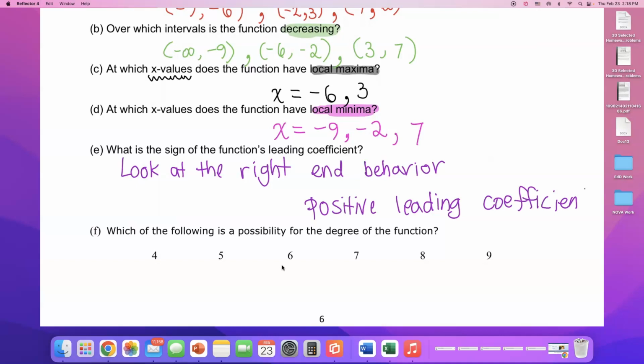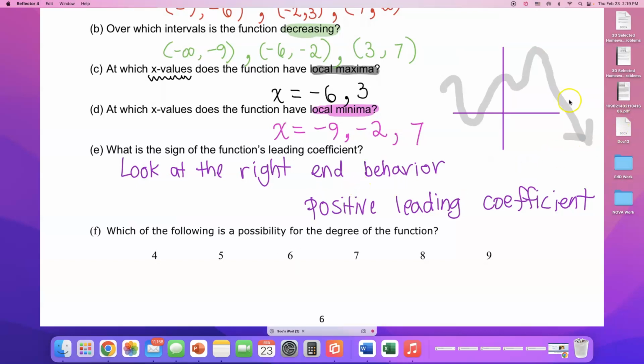If the graph is going down to the right end, for example, if I make up a function, let me just draw something. Let's say you have a graph that goes down like that. That graph will have a negative leading coefficient because the graph is going down to the right. So remember that. That's the only thing you need to look at when you're trying to figure out the sign of the function's leading coefficient.